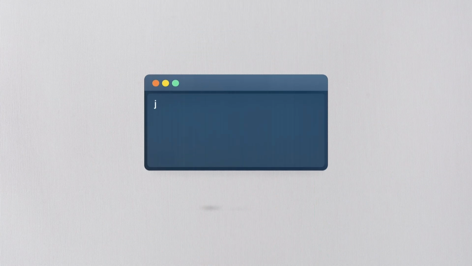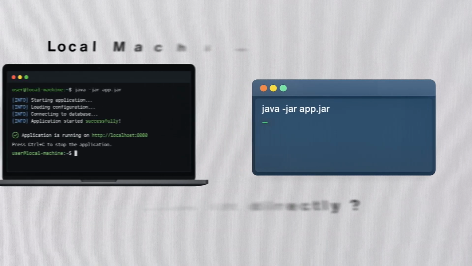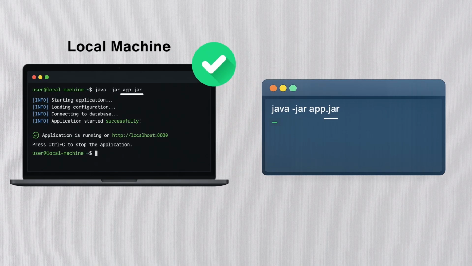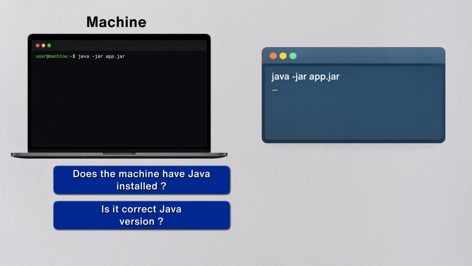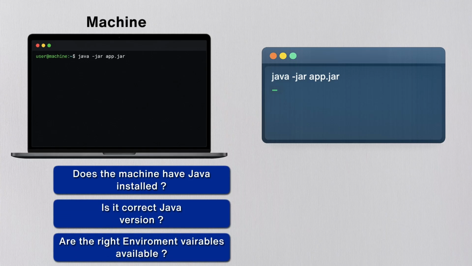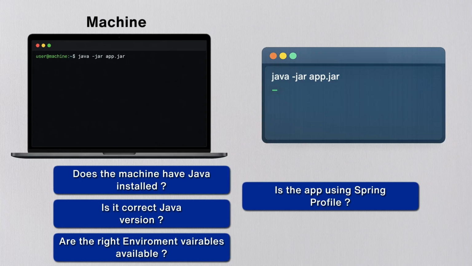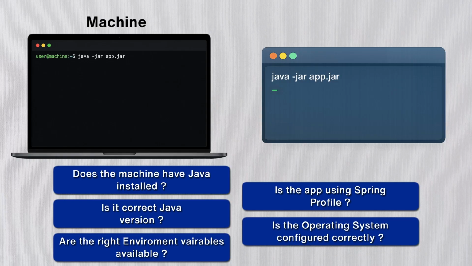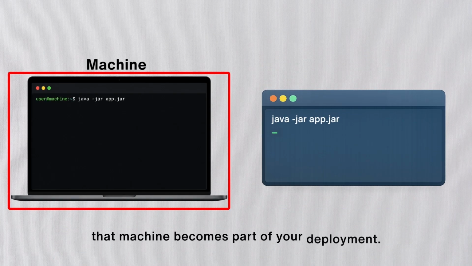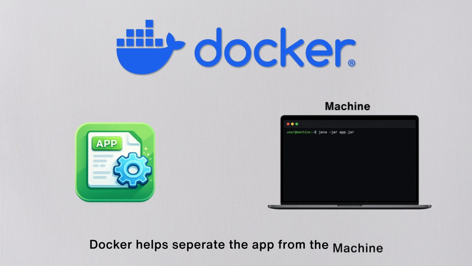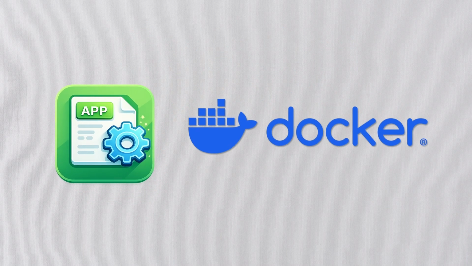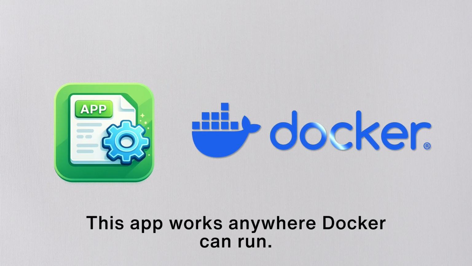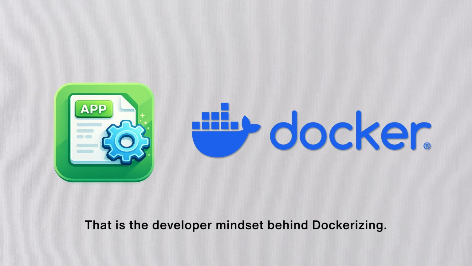Now you might ask, why not just build a jar and run it directly? And locally, that's totally fine. You can run this command and basically you have your application running. But the problem is that this depends on the machine. Does the machine have Java installed? Is it the correct Java version? Are the right environment variables available? Is the app using a Spring profile? Is the operating system configured correctly? When you run directly on a machine, the machine becomes part of your deployment. Docker helps separate the app from the machine. And instead of saying "this app works on my laptop," we want to say "this app works anywhere Docker can run." That is the developer mindset behind Dockerizing.